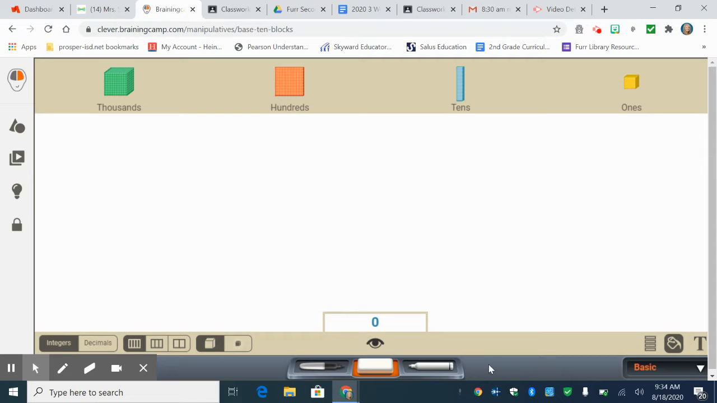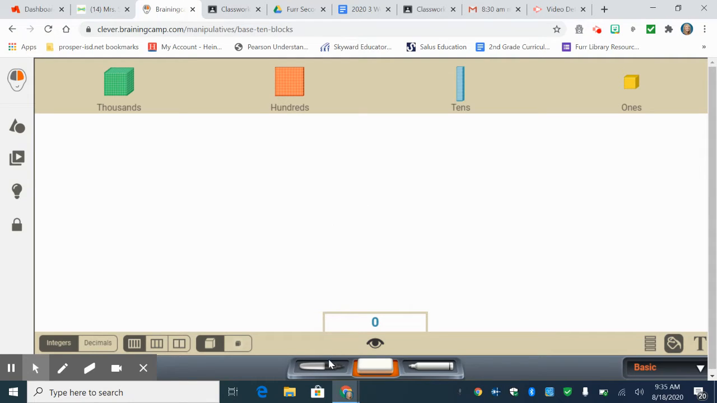Hey, boys and girls, today I want us to talk about two ways that we can represent numbers. One way we can represent them is in just their standard form, just the way that we're regularly used to seeing a number. And another way we can represent numbers is in a non-standard form, or a different way than we usually would think of representing a number.